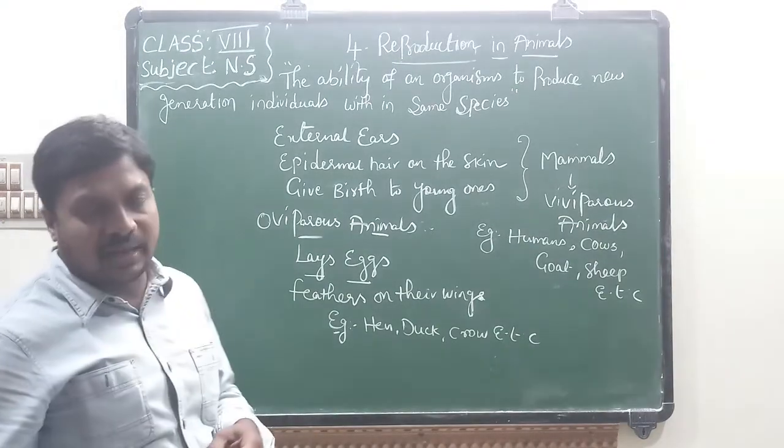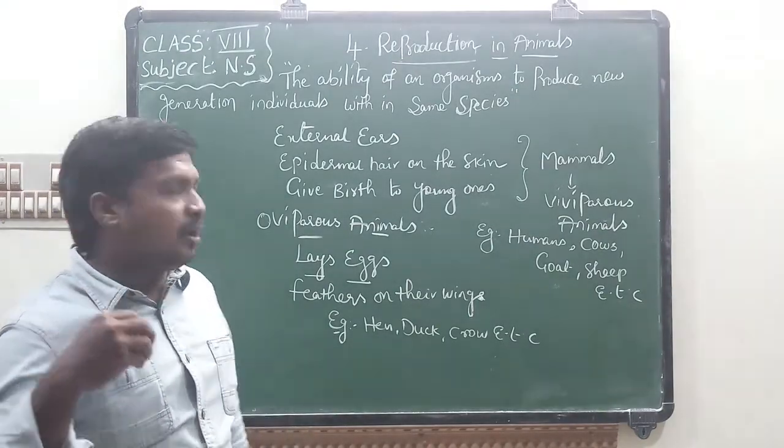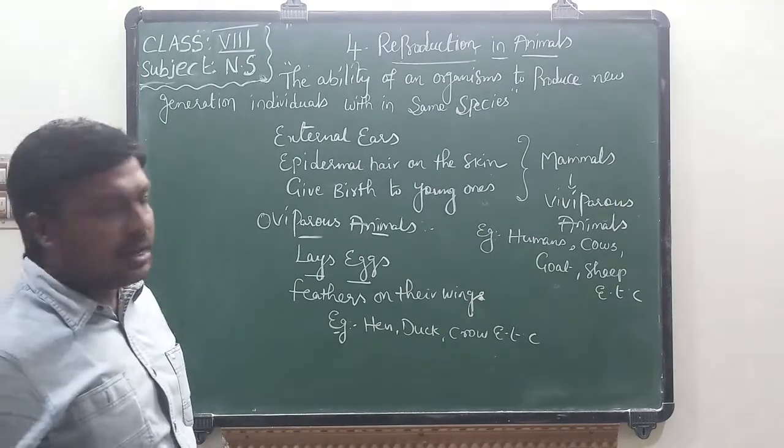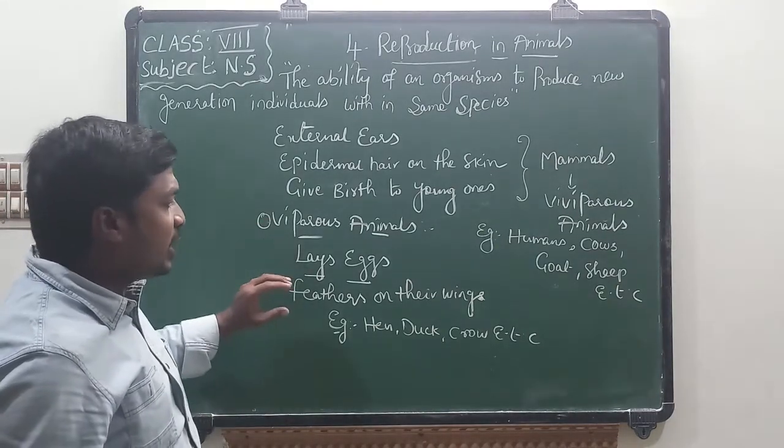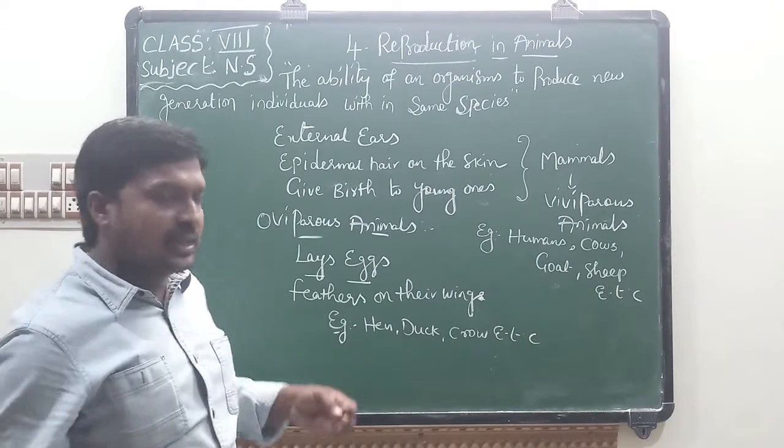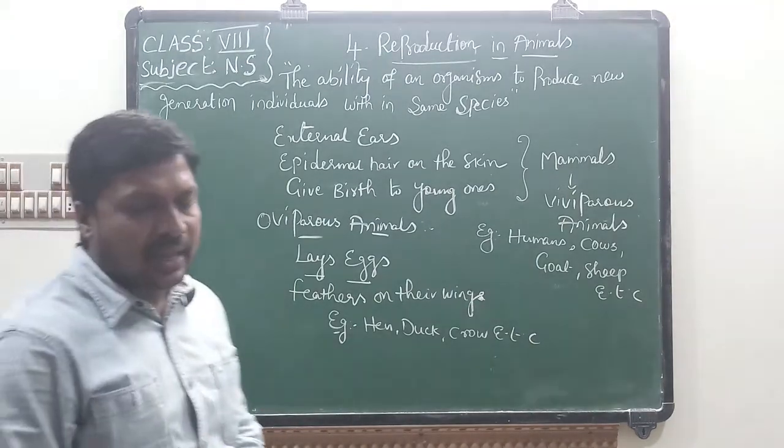They do not have external ears and they do not have hair on their skin and they do not give birth to their young ones. They lay eggs and they have feathers on their wings. Such animals are called oviparous animals.